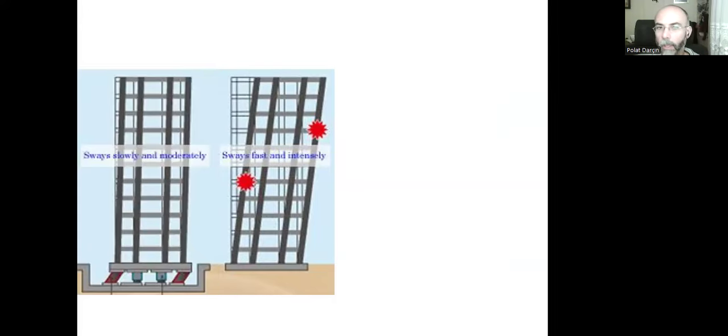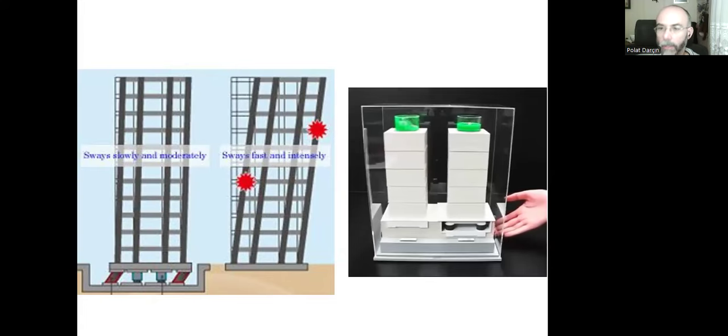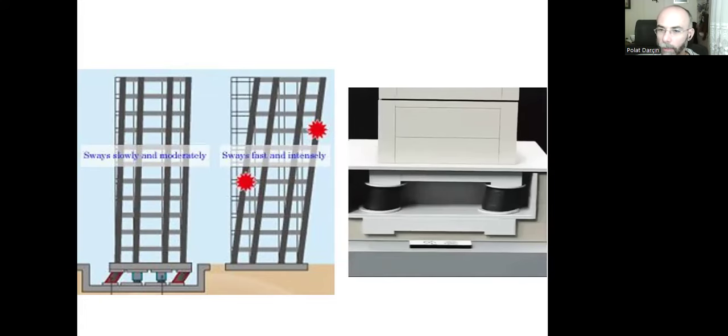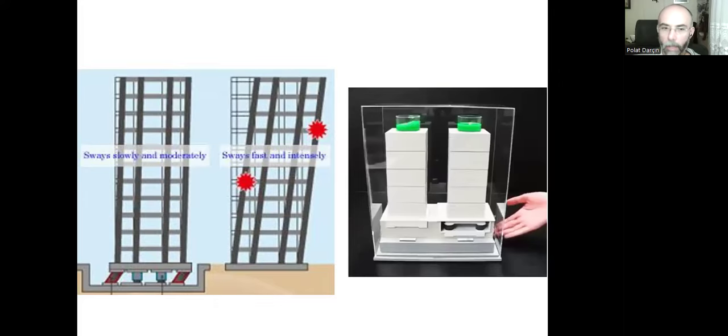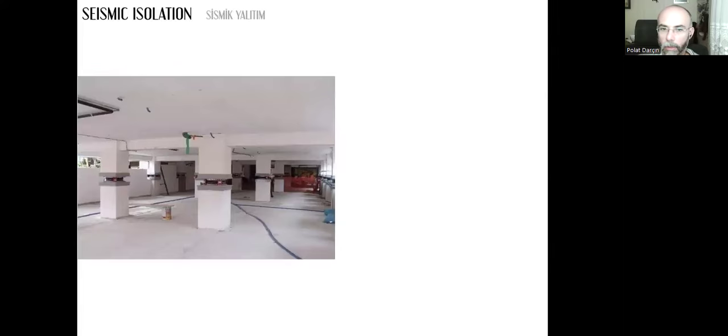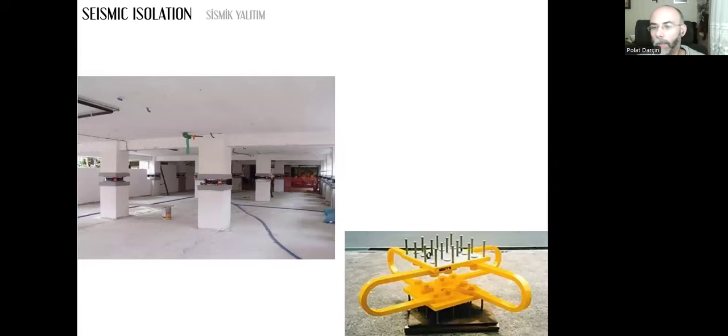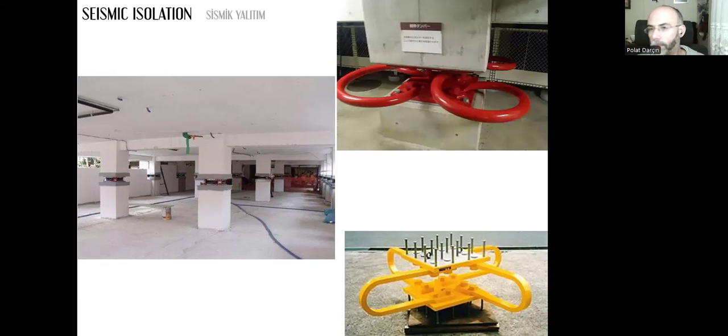And also we can have seismic isolations. There are different techniques in order to do that. They will prevent the movement of the building during the earthquake, and we can create these isolated foundation columns, or we can place these pieces of seismic isolation between the footings and the foundation columns.